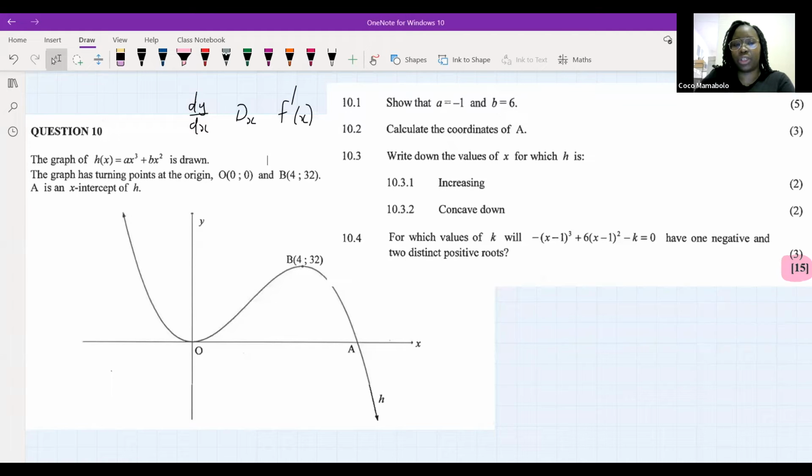Amachalo, is that the coordinates of A? Let me see the coordinates of A. Yes, correct. Correct.